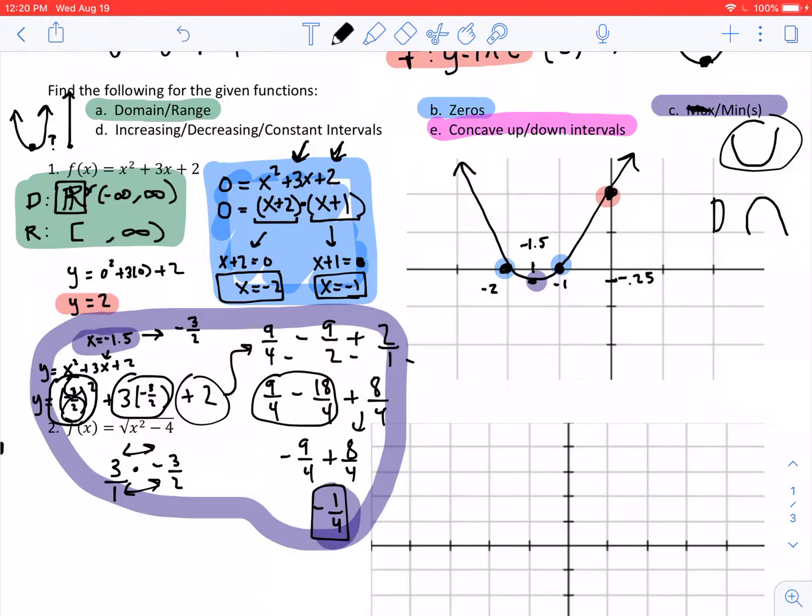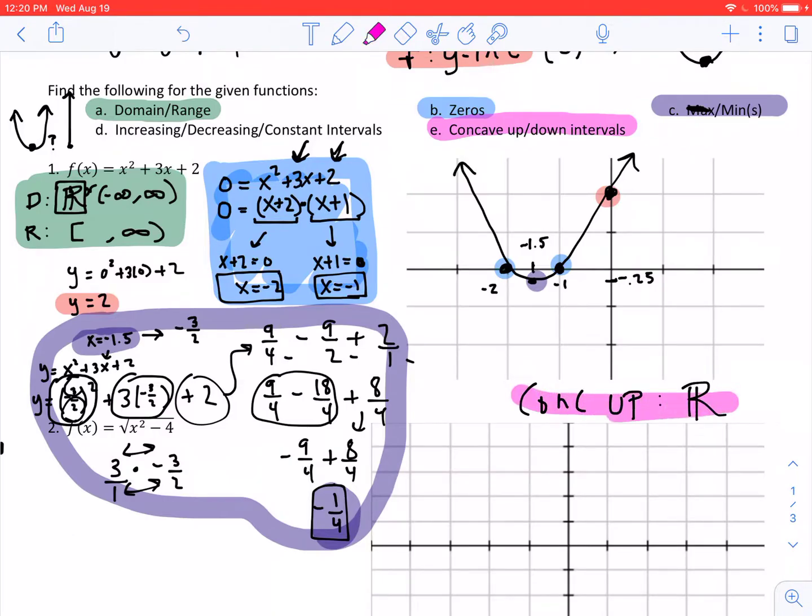Okay, so it goes kind of, I think it's pretty obvious that this is concave up, and it's always concave up. Some graphs are concave up, and then they change to concave down, and then they change to concave up, right? This graph is only ever concave up. So it is concave up everywhere for all real numbers. From negative infinity to positive infinity on the x-axis, it is always concave up.